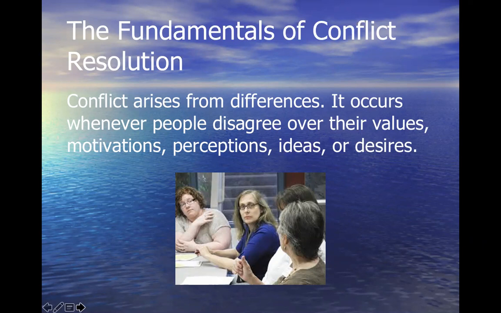So conflict comes from differences. And I really like that as a baseline. People see it differently, they feel differently, and it can be that they value something differently than I may. They could have a different idea about something. They could have a different desired outcome. As I mentioned before, perceptions and bias play a big part in this. We all have our own biases about things, and certainly motivation as well.